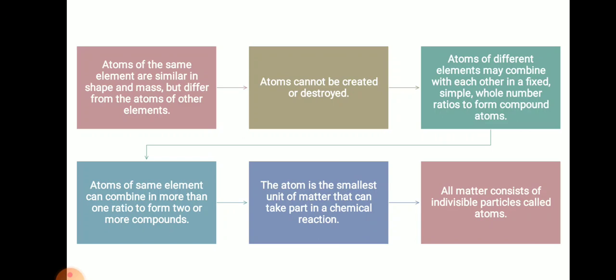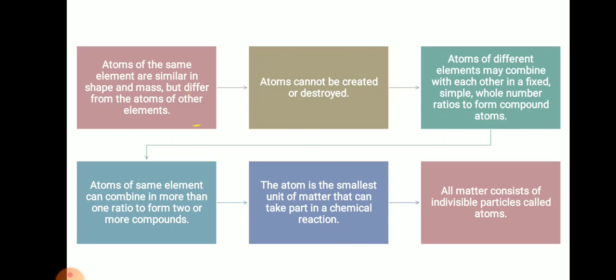Next, atoms of an element can combine in more than one ratio to form two or more compounds. So atoms of the same element can combine in more than one ratio to form two or more compounds. Say for example, carbon and oxygen can form carbon monoxide, as well as carbon dioxide. Fine. Next, a very important point: atoms of the same element are similar in shape and mass but different from the atoms of other elements.